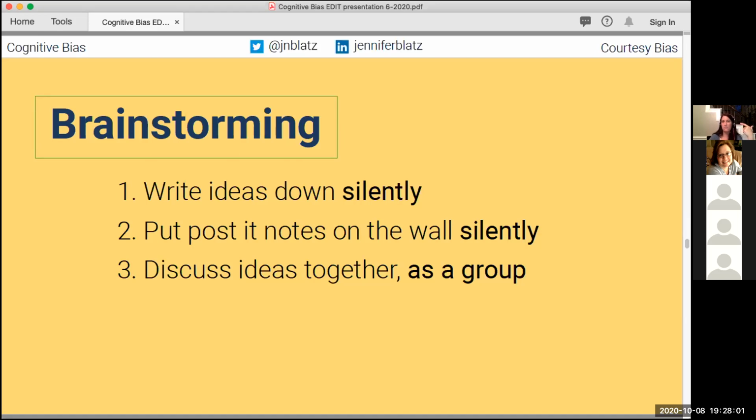And I can point at myself as guilty of being one of those chatty people. So I get it. I feel like generating ideas in silence is a very important step for any idea generating session. And it's also a great way to avoid the courtesy bias among the group, right?